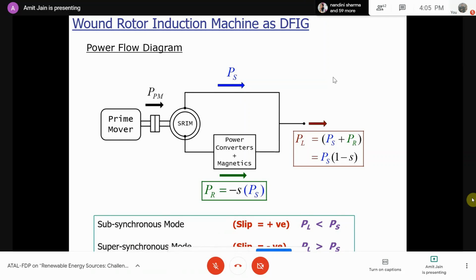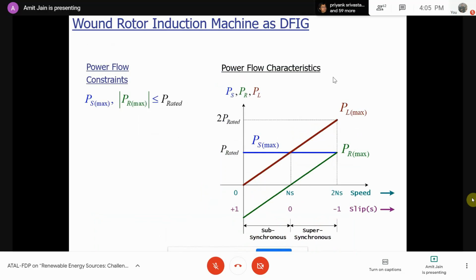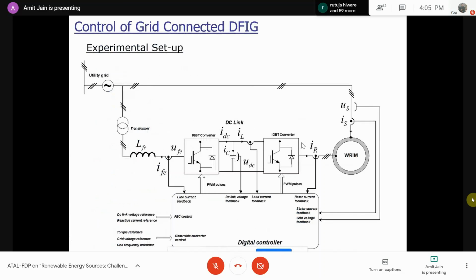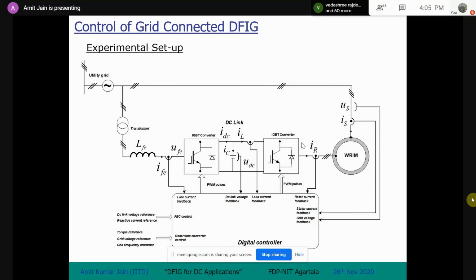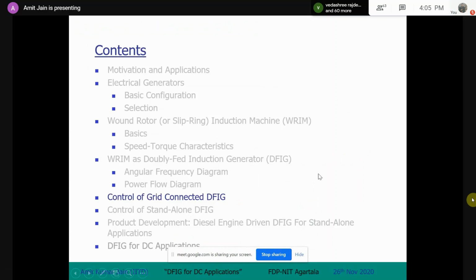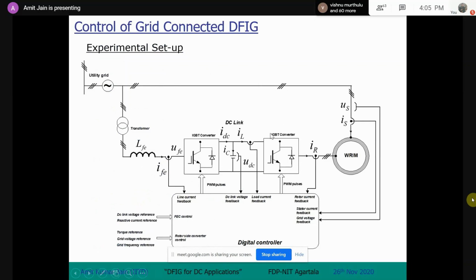Okay, so this is the system. If you want to plot this with respect to speed, you can even plot it. So this is basically a grid connected system. Earlier I had worked on grid connected systems and standalone systems for AC topology, so I already had some experience, and also for a standalone AC DFIG.